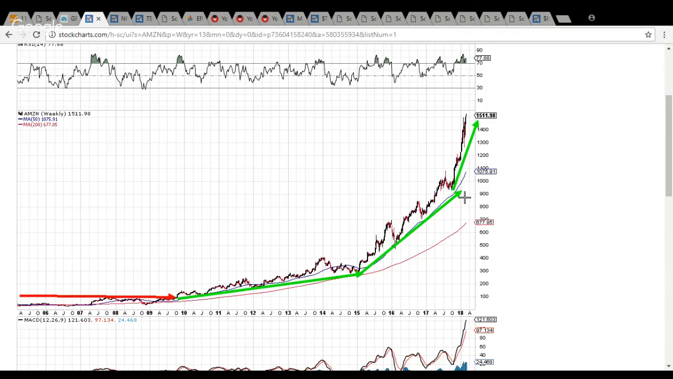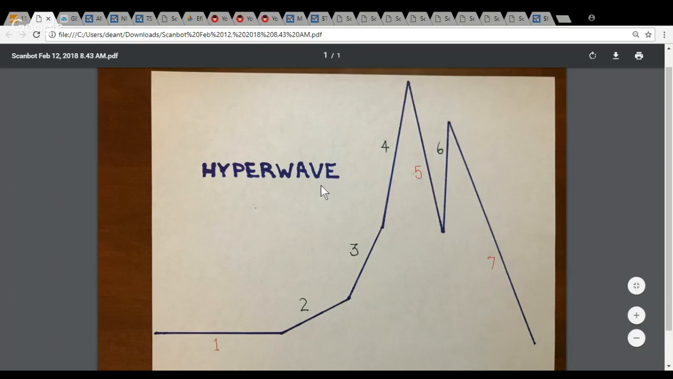Then we have this tremendous acceleration, which I believe to be phase 4. And if anybody remembers, phase 4 is that part of the hyperwave that goes almost vertical, but it also means the end of the hyperwave. This is where all the money is made in terms of a short period of time, the amplitude of the move. You can make a lot of money down here.